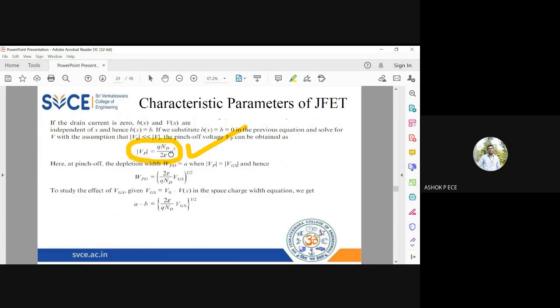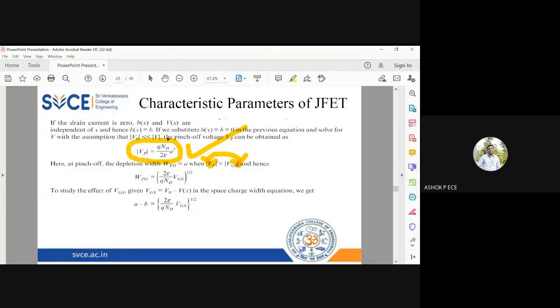Here W square will be there. For W, I'm substituting W equal to A. So at the pinch off condition, the depletion layer width will be equal to A. And hence if you rearrange this equation, I can write WPO equal to 2 epsilon by QND into VGS power half. So we are considering the pinch off voltage to be equal to VGS, so I am replacing VP by VGS. And if I cross multiply this equation, I am replacing A by WPO. WPO means width at pinch off. Okay, so WPO equal to 2 epsilon by QND into VGS power half.